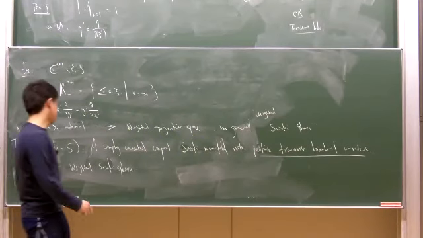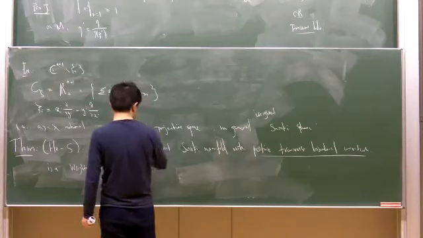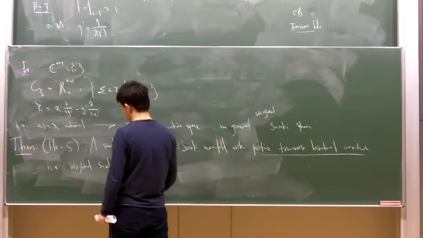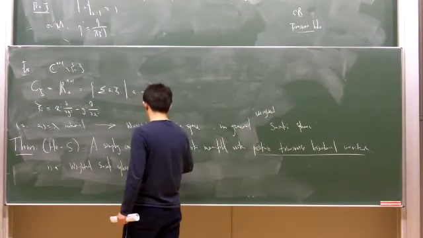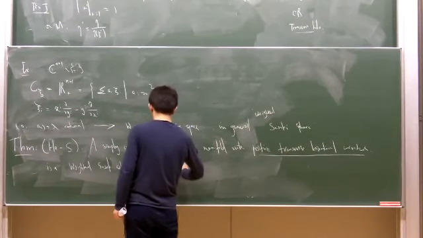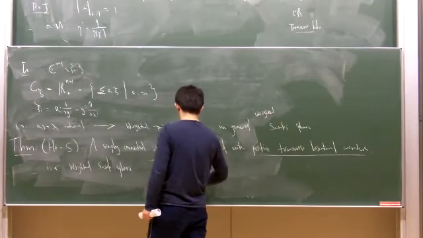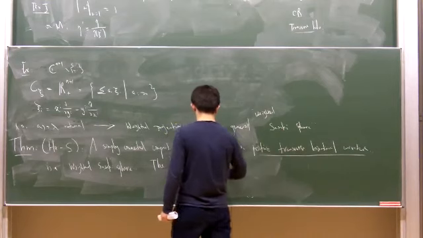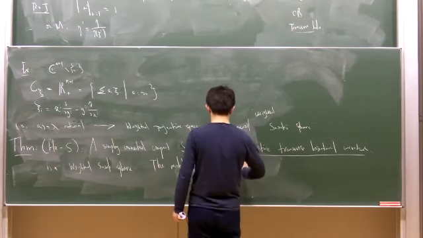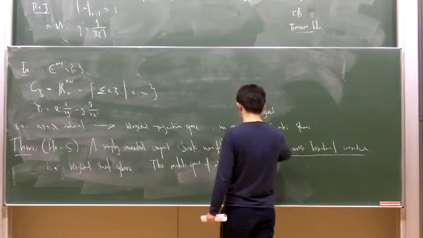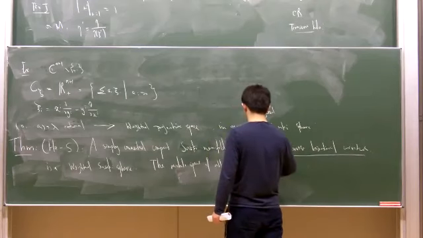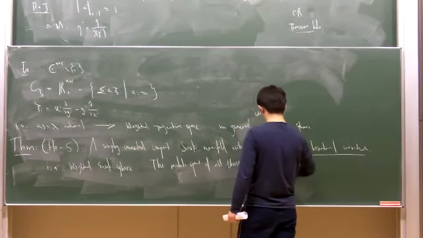So from the proof, it's clear that the space of all such things is contractible. The moduli space of all these metric structures is contractible.